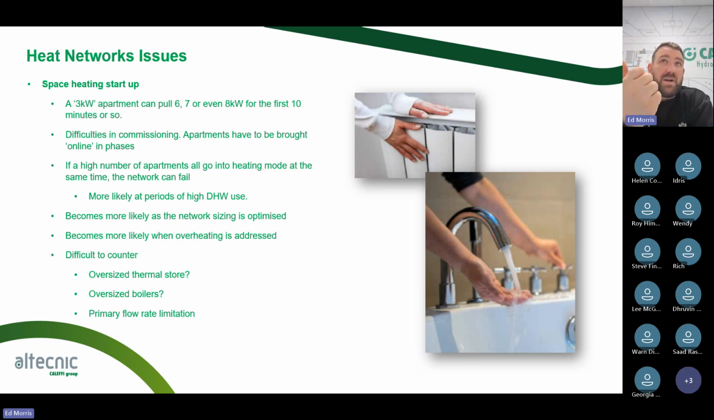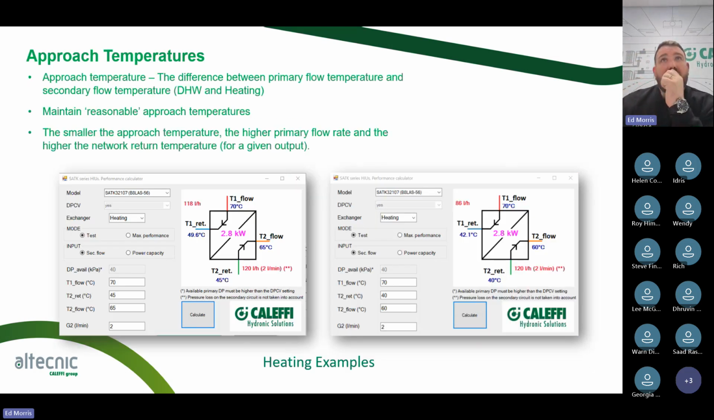It becomes more likely as the network size is optimized, and more likely when overheating is addressed. Difficult to counter, so oversized thermal stores, oversized boilers, primary flow rate limitation, all these sort of things need to be looked at to ensure you've got optimization when it comes to a network not falling over under certain loads and certain demands. So we talk about approach temperatures.